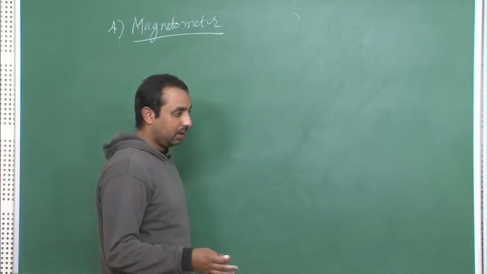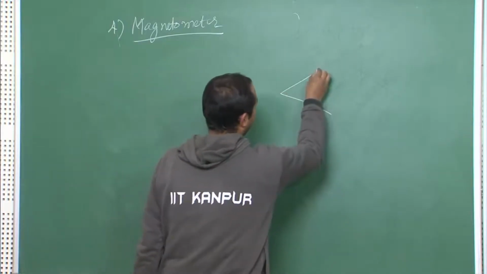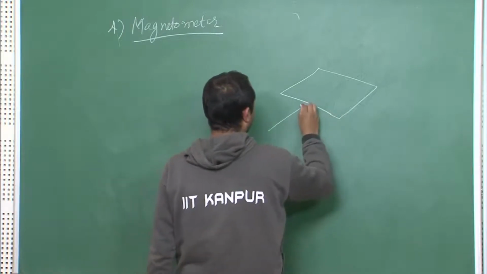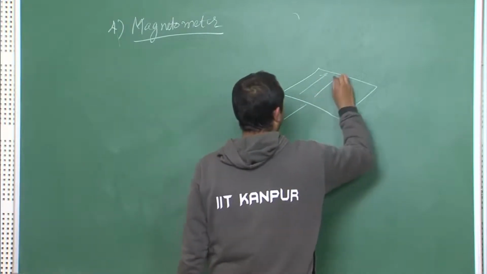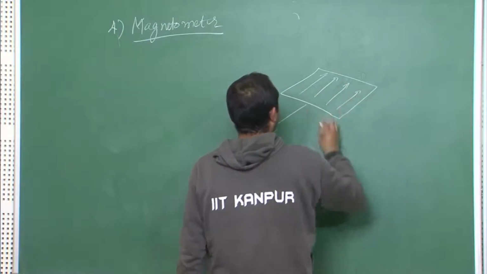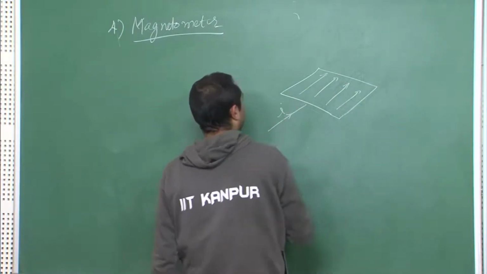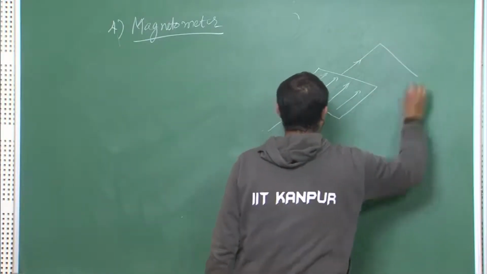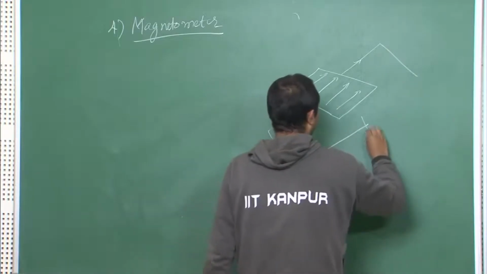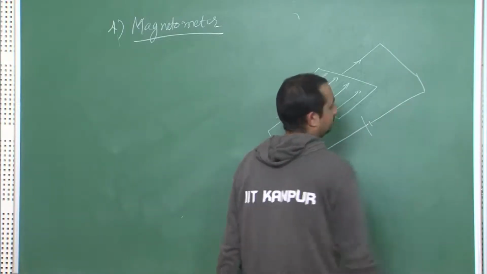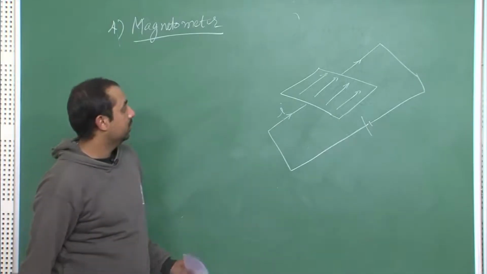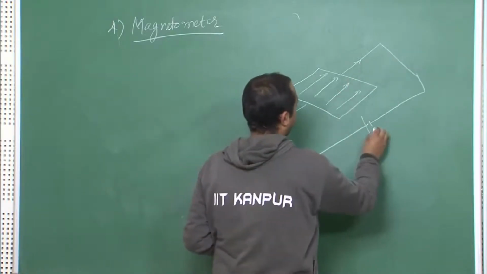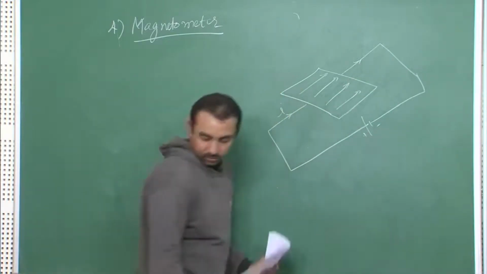Now suppose I have a conductor. This is my conductor and I pass a current through it. This is your I. The electrons will flow from one side to another side if I apply a voltage. This is a simple phenomenon where I apply a current to a conductor, the electrons will flow from one side and it will come and the circuit will be completed.